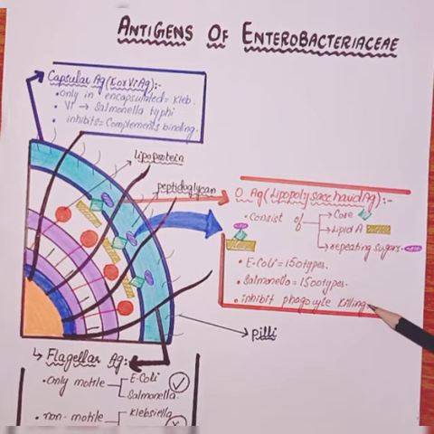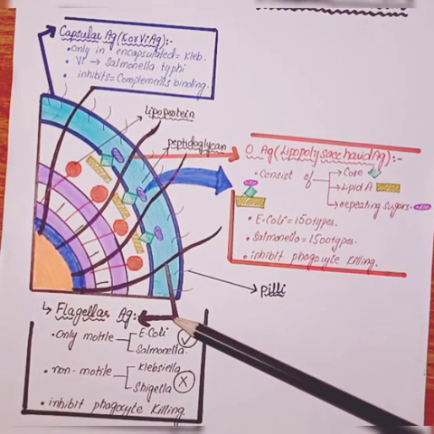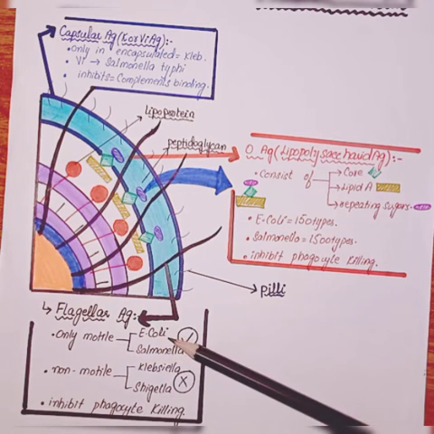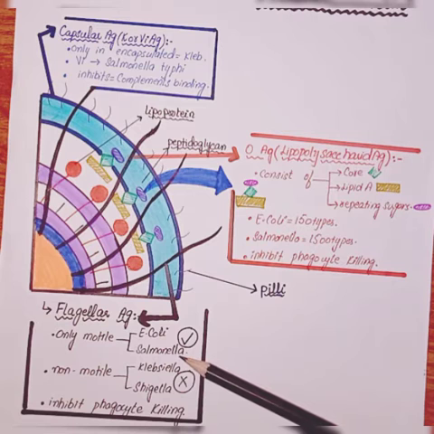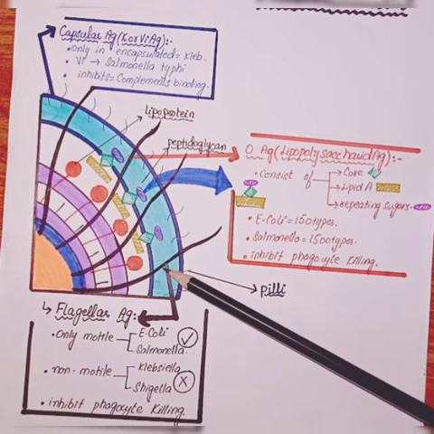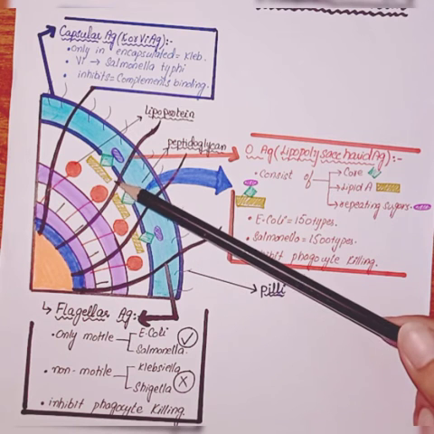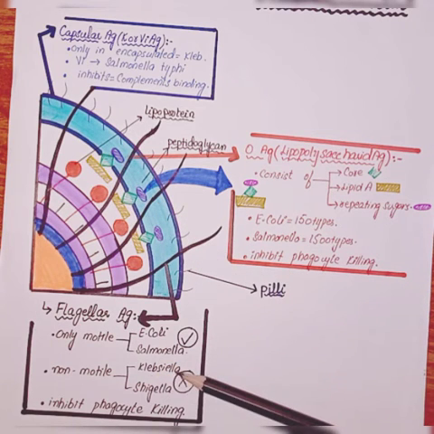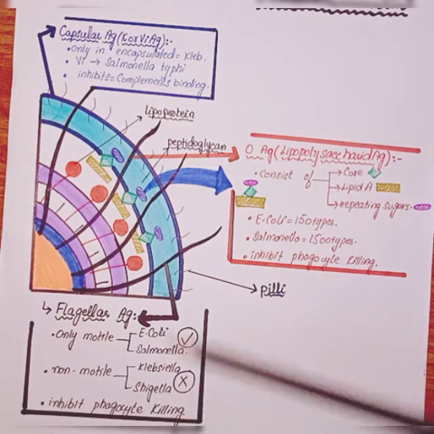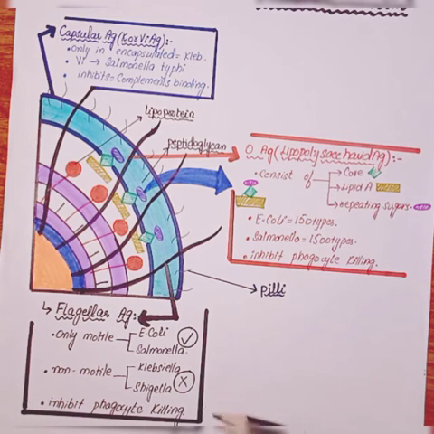Now let's move to the last, that is the flagellar antigen. It is only present in the motile organisms, that are E. coli or Salmonella. It is not present in the non-motile members, that are Klebsiella and Shigella. So the flagellar antigen is only present in the motile ones. What is the function of this flagellar antigen? It inhibits phagocyte killing. Yes, when a phagocyte attacks, it inhibits the killing. So here we have the antigenic structure of the Enterobacteriaceae family.